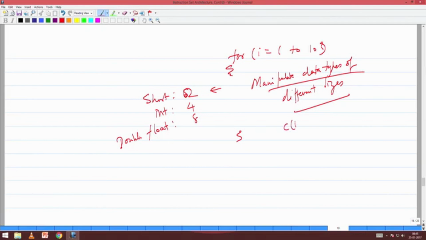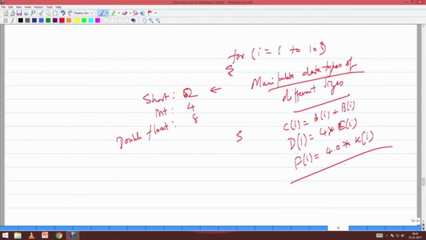So, there could be some C[i] is equal to A[i] plus B[i], there could be some T[i] is equal to 4 into E[i], then I could have F[i] is equal to 4.0 into K[i], etc. All these things can be part of your loop. Then what could happen is that this I is a variable, I would like to keep it in ECX. C actually stands for a counter.